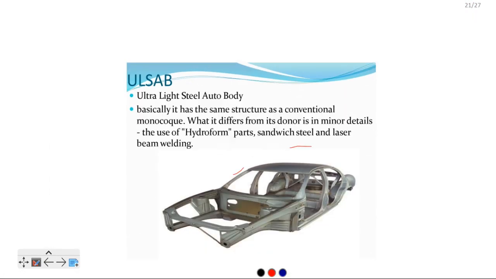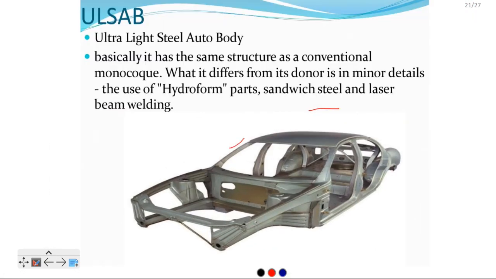This is called ULSAB. ULSAB means ultra light steel. The previous one, monocoque, was made of steel. This one uses a composite material called ultra light steel. AB means automobile body. So the name of this frame is ULSAB.